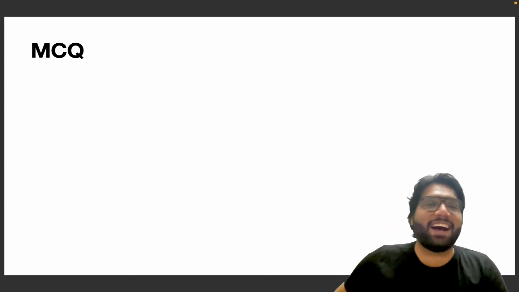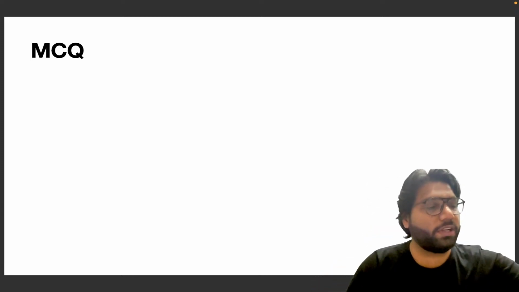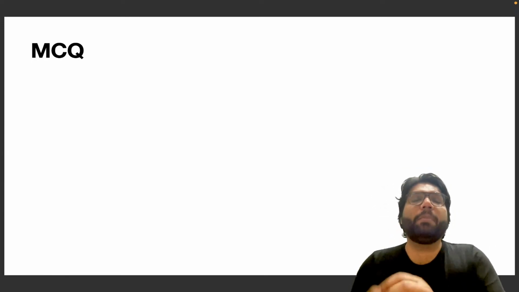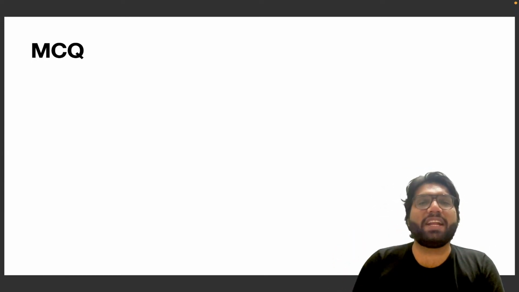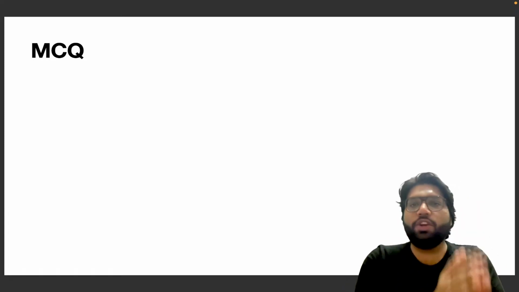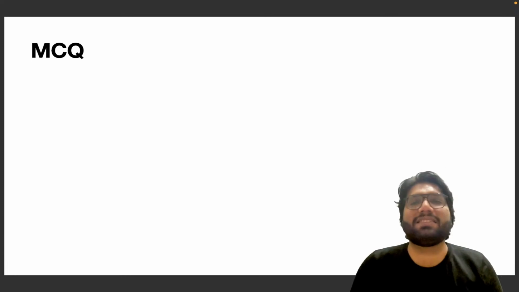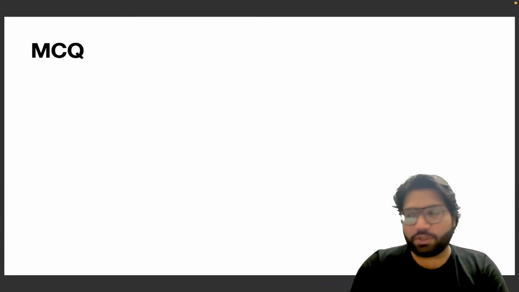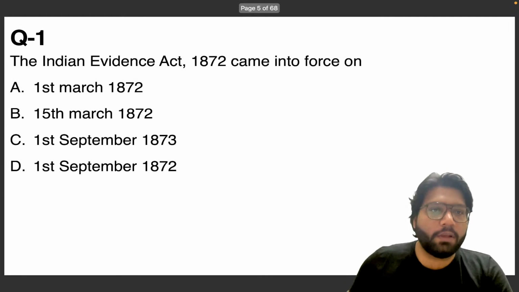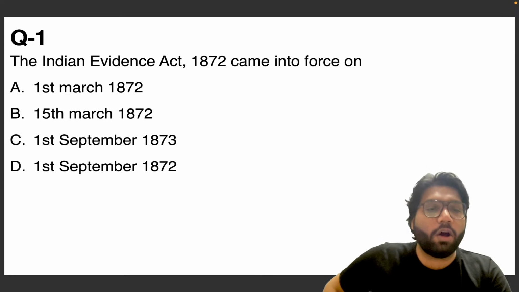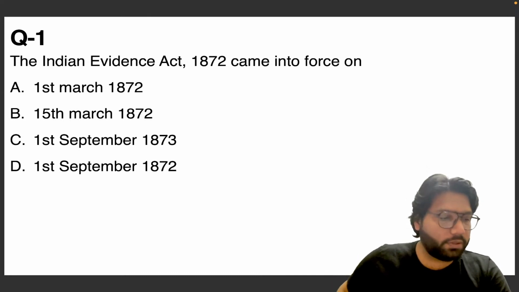So let's start this session with the first question. Before starting, students, a humble request: please first write down the question number, for example, question number 1, only numeric 1, and then whatever your answer is, A, B, C, D, whatever you feel. And here comes the first question. The Indian Evidence Act 1872 came into force on one of the important questions, students.